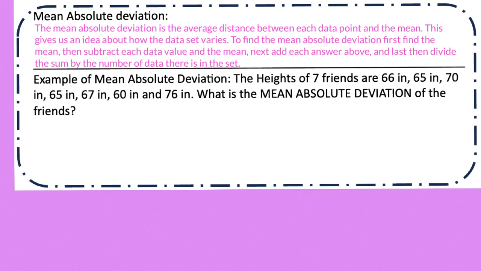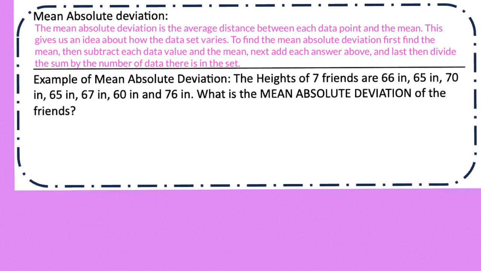To find the mean absolute deviation, first you need to find the mean. Then you're going to subtract the mean from each data value. Next, you're going to add each answer above. And then last, you're going to divide the sum by the total number of data values in the set. So this is a long, tricky one.